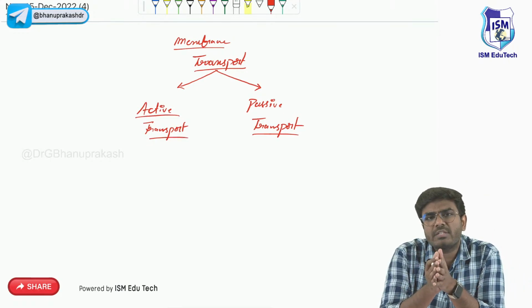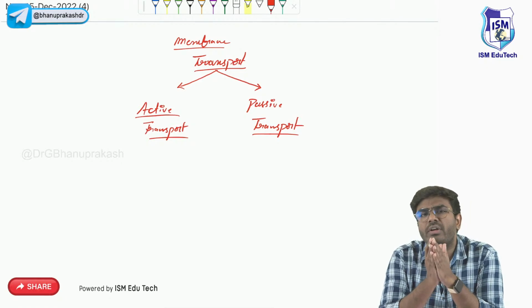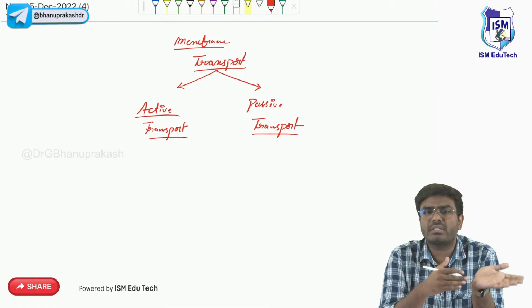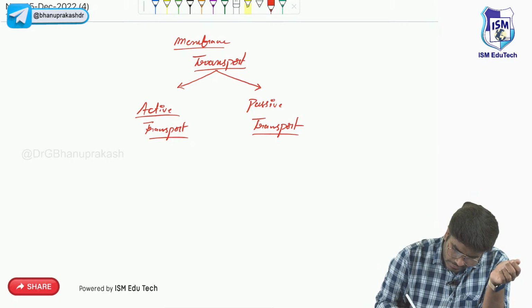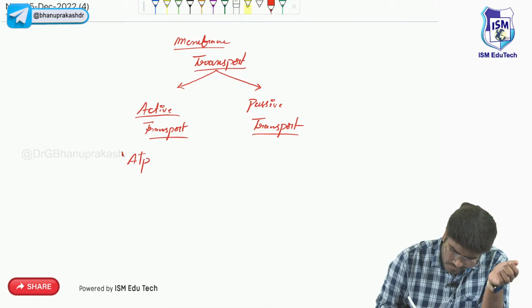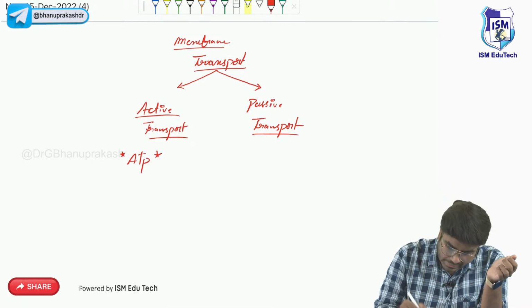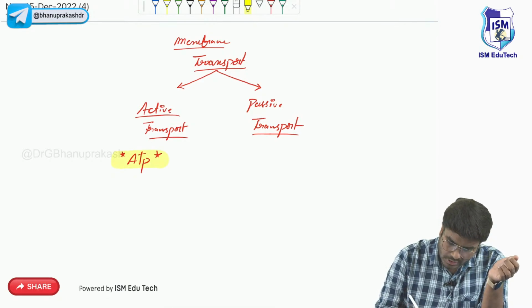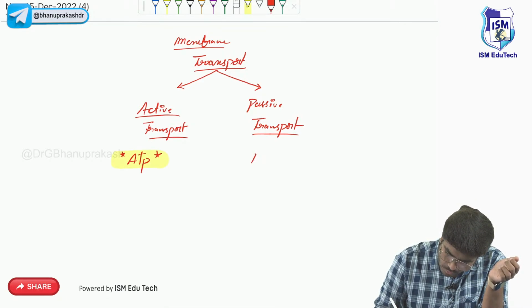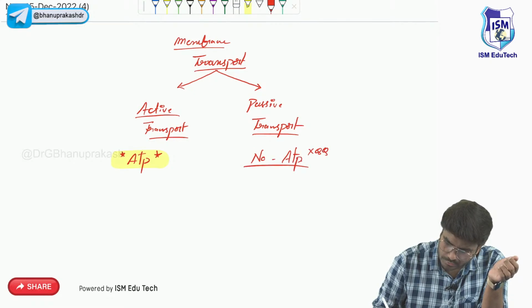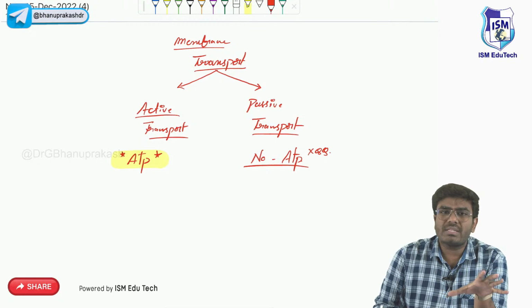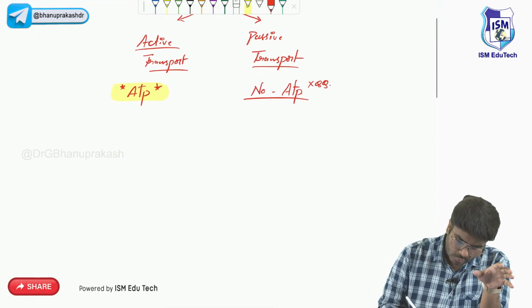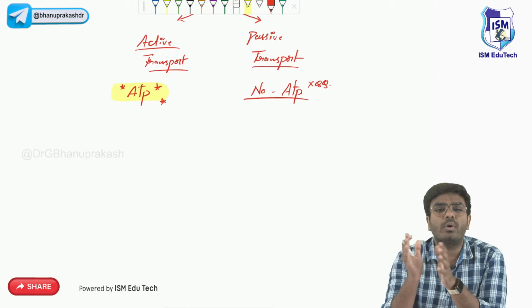Now, what is the exact difference between active transport and passive transport? Even in your intermediate, you have already studied these things, right? In your class 11th and 12th also, you know about these things. Active transport requires ATP for the transport of substances. ATP is required for active transport, but in passive transport, there is no need of ATP molecules. There is no need of energy. This is an MCQ. If you don't require any energy for the transport of substances, that type of transport is called passive transport. And in active transport, you need to use ATP for transporting the substance.